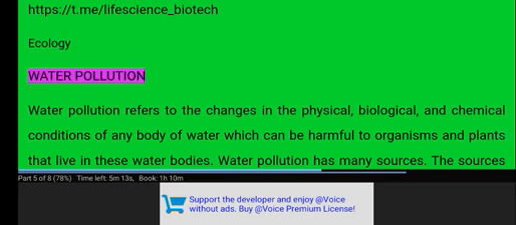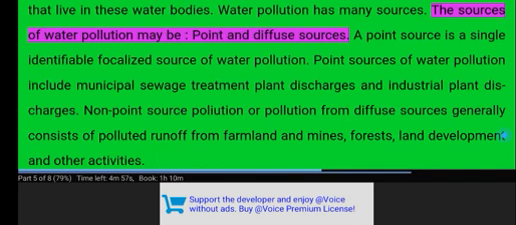Water pollution. Water pollution refers to the changes in the physical, biological, and chemical conditions of any body of water which can be harmful to organisms and plants that live in these water bodies. Water pollution has many sources.